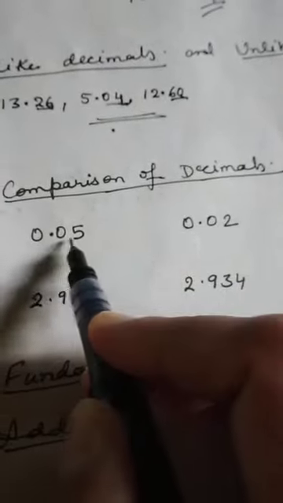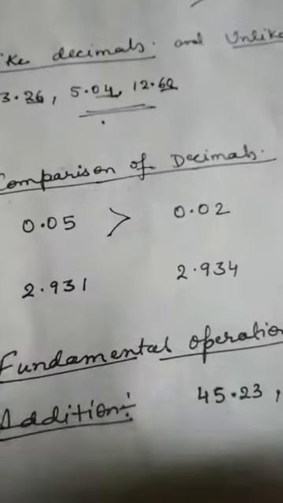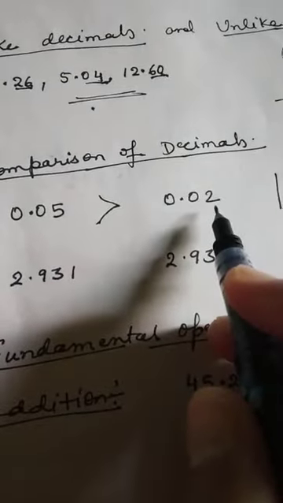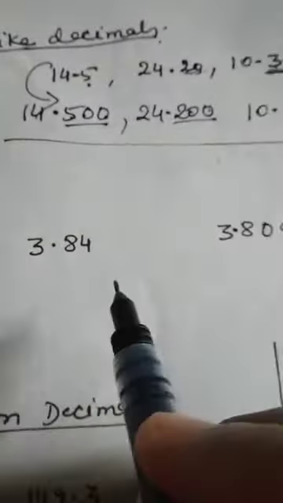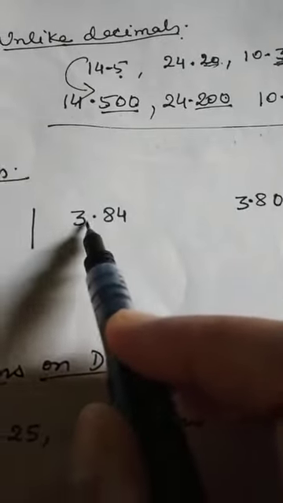Now see the next number. This is 5 and this is 2. So which is greater? 5. 5 is greater than 2. Others are the same, but here we have found which is greater. 5 is greater than 2. So this number is greater than this number. Okay? Let's see one more example.